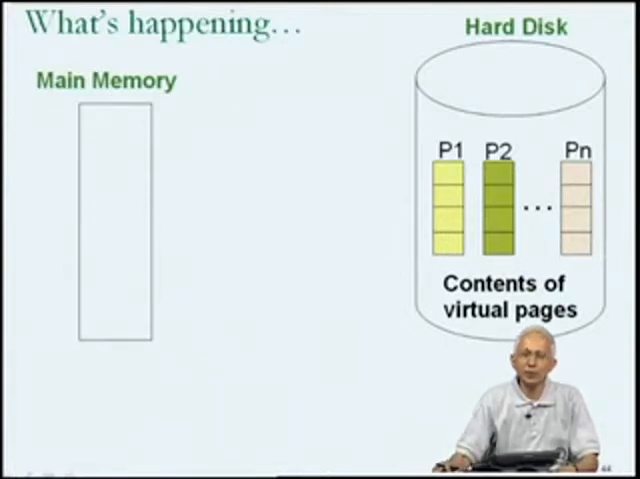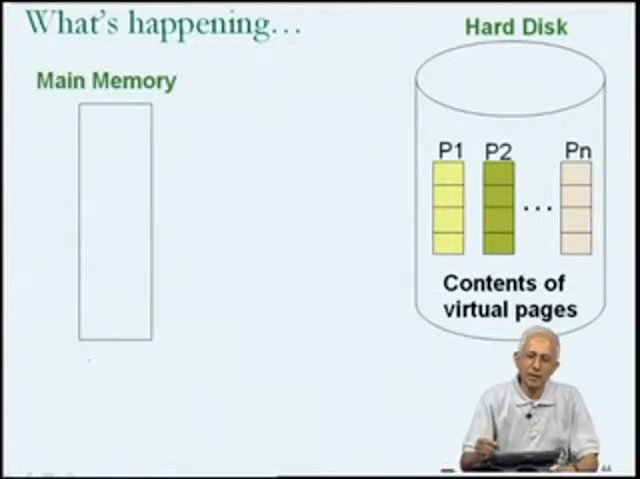Now, at any given point in time, only some of those pages can be present inside the main memory. We've seen that the main memory is much smaller. Main memory may only be of size 4 gigabytes. And therefore, very clearly, all those 400 gigabytes of pages cannot be stored in the main memory. So some subset of those virtual pages of all the processes which are in memory will be actually available in the main memory of the computer system.